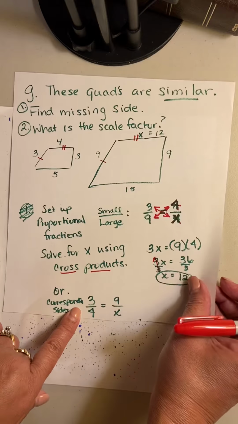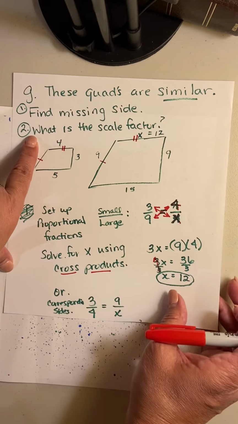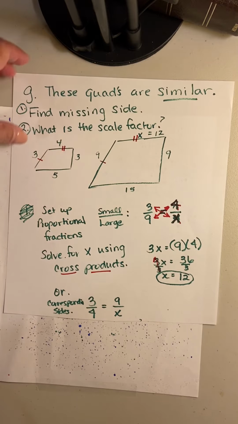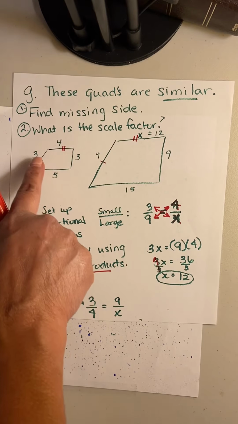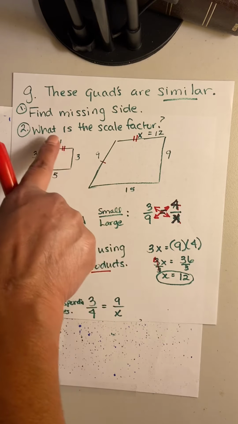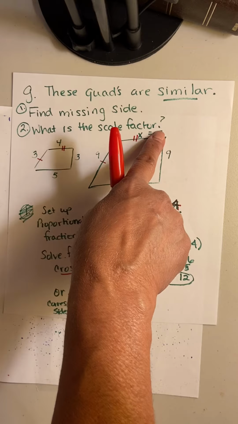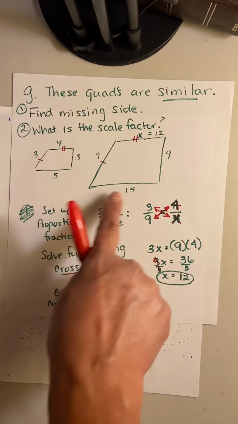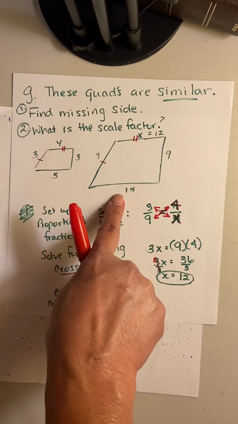All right. Now, the second question says, what is the scale factor? So let me do something a little different. It's not really difficult, but technically I can look at it and go, well, from 3 to 9, I multiply by 3. From 4 to 12, multiply by 3. 3 to 9, multiply by 3. 5 to 15, I just multiply the small side by 3.